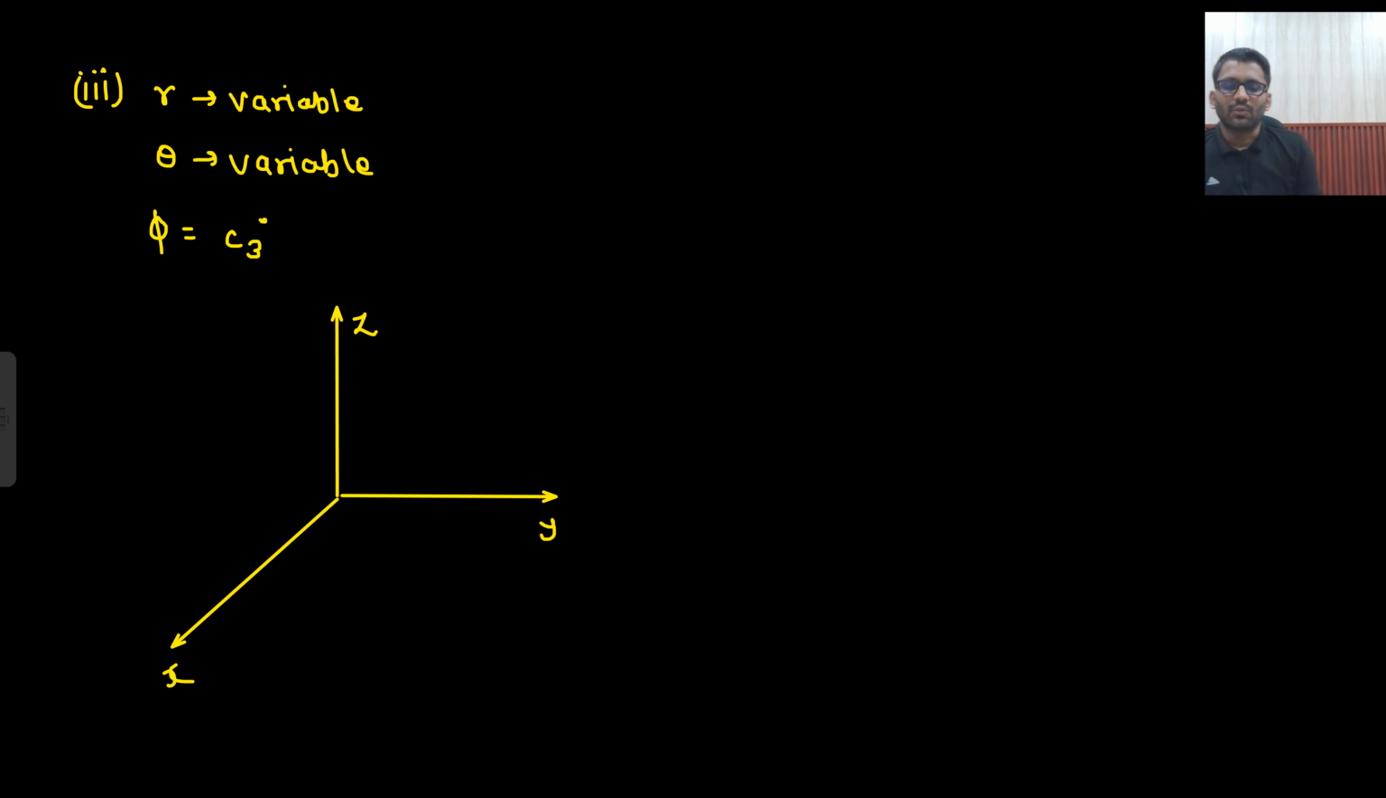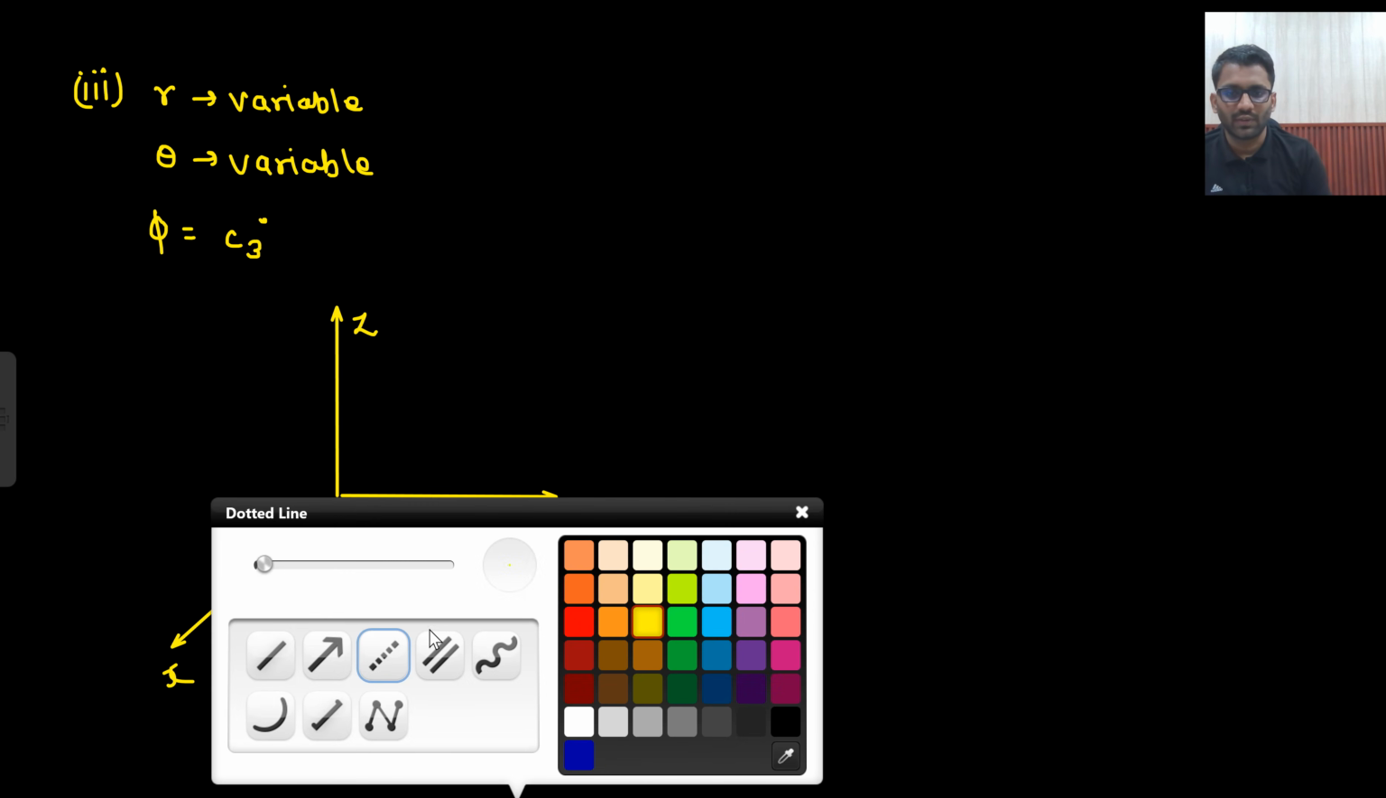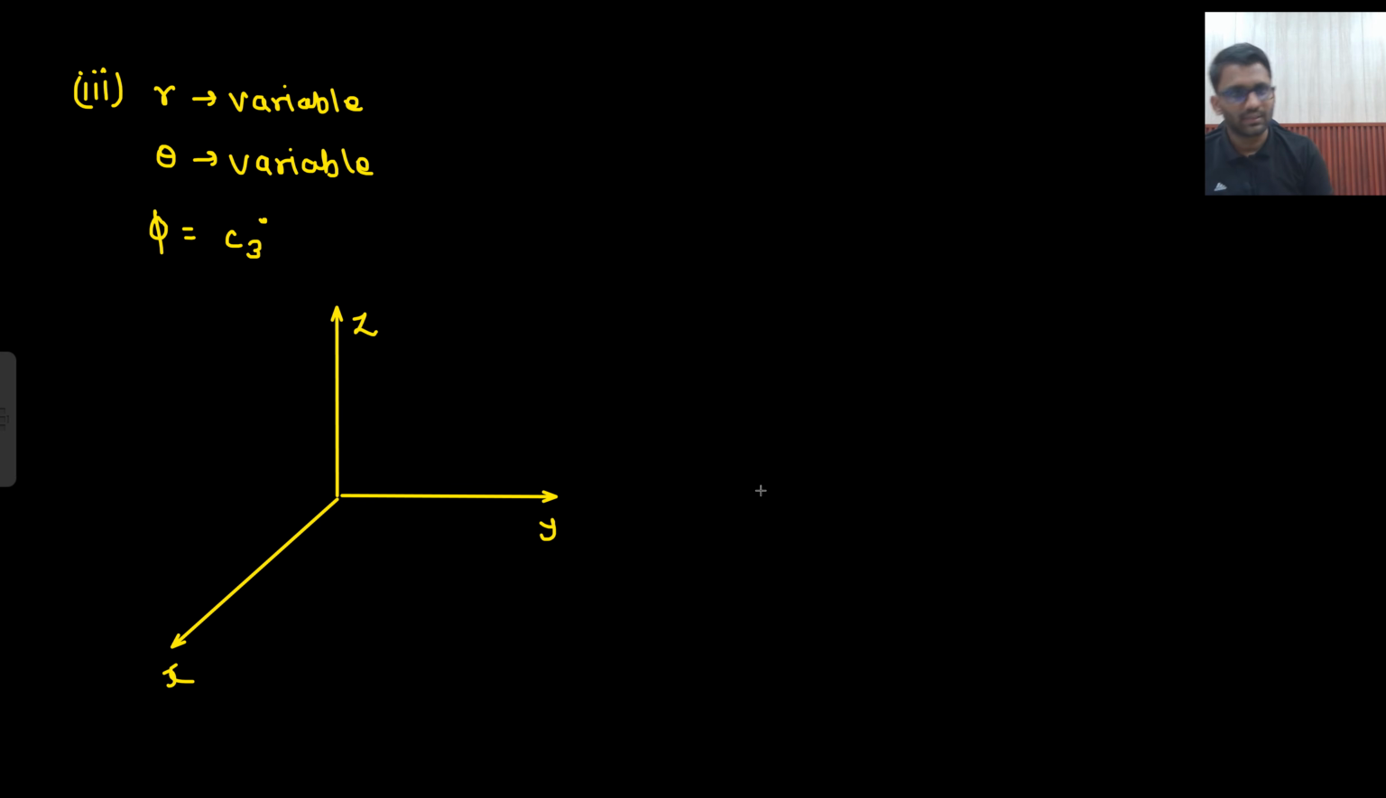So let's move to the last one. R is variable, theta is variable, and phi equals C3 degree is fixed. So phi equals, just wait a second, my head is revolving around, so I need to wait a second. Okay, then we will continue.